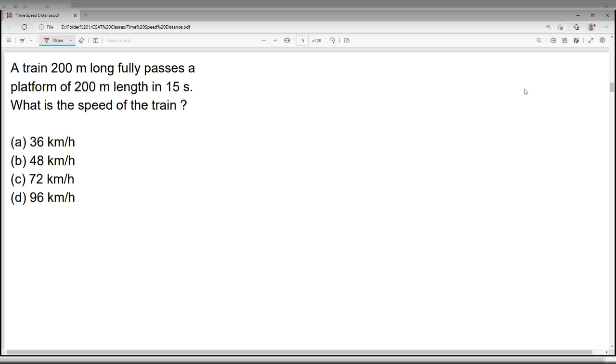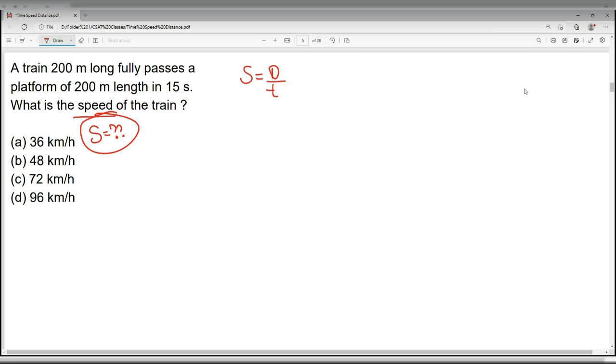So the question is: a train 200 meters long fully passes a platform of 200 meters length in 15 seconds. What is the speed of the train? So what we have to calculate is the speed. Please mark it here and circle it so that you don't forget. You have to calculate the speed, and the basic formula for speed is distance upon time.